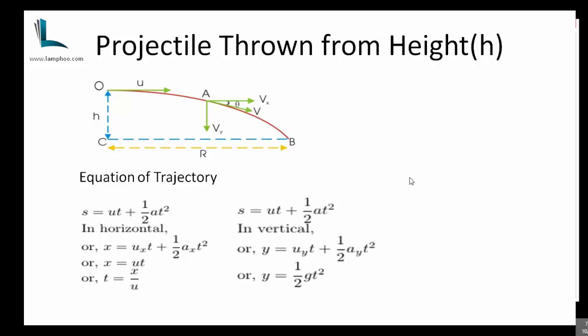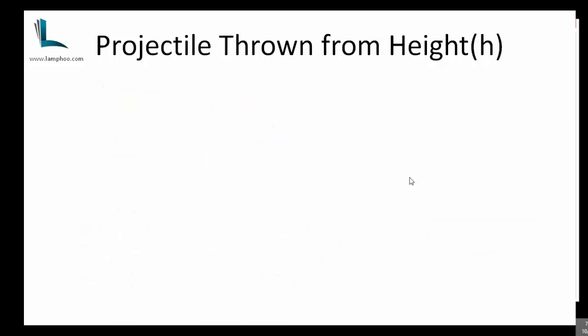Then, using equation of motion in vertical direction, the vertical acceleration is due to gravity g, but the vertical velocity is 0. So we get y equals half g t square. Let it be equation 2. Now, from equation 1 and equation 2, we get y is equal to half g times x square by u square. It is in the form of y equals a x square. It is the equation of parabola. So, the path of projectile from height edge, which is also called trajectory, is parabolic in nature.